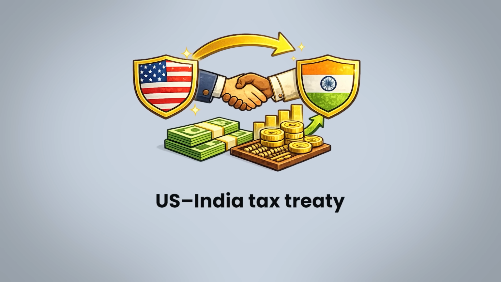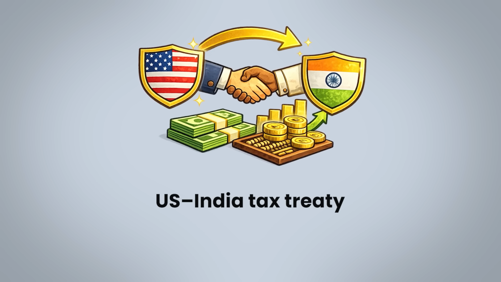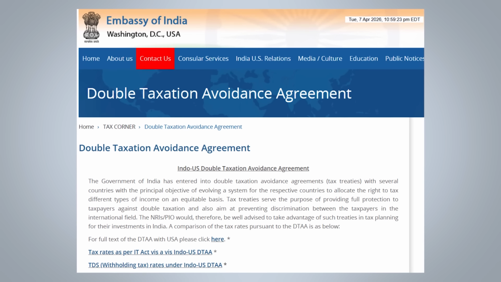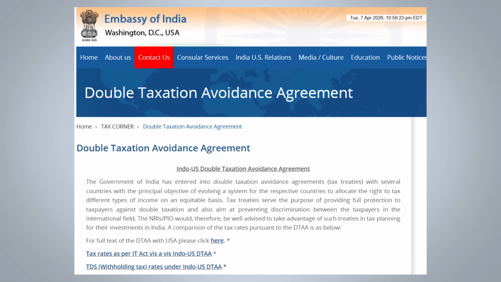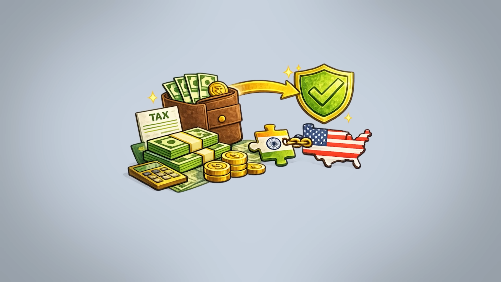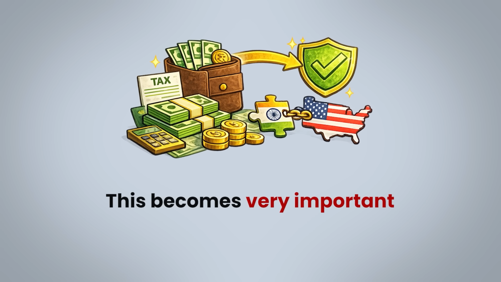Also, don't forget about the US-India tax treaty. This agreement helps decide which country gets to tax certain types of income, like interest, dividends, or capital gains. If you have income in both countries, this becomes very important.